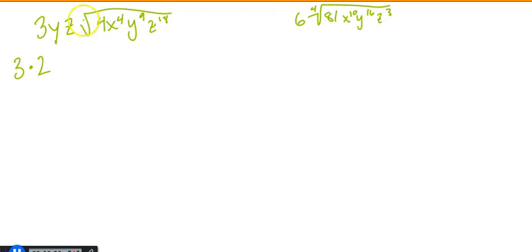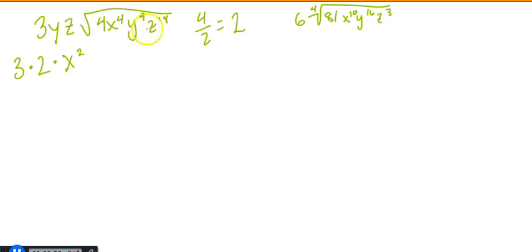Then x's. I have no x's out here so far. It's all being multiplied together. How many groups of 2 do I have inside of 4? Well, 4 divided by 2 equals 2 with nothing left over. So that means I'm getting an x squared outside of my radical sign.